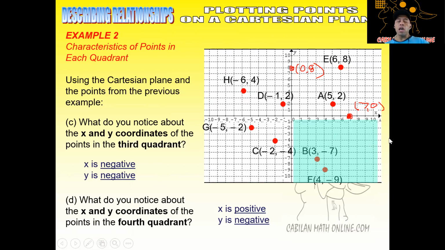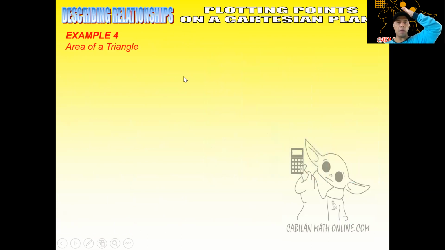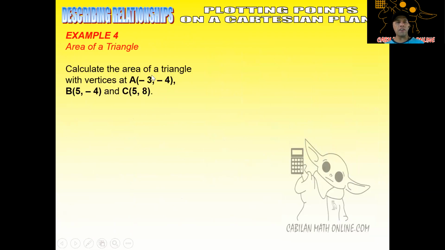All right. So now that you've seen how the quadrants work and how to plot points here, I'm just going to go through one quick example in terms of how we can use a formula for the area of a triangle to determine the area of a shape. It says here, calculate the area of a triangle with vertices A (-3, -4), B (5, -4), and C (5, 8). Now, just talk about this word vertices. That's just a fancy word for corner of a triangle, so don't worry about that.